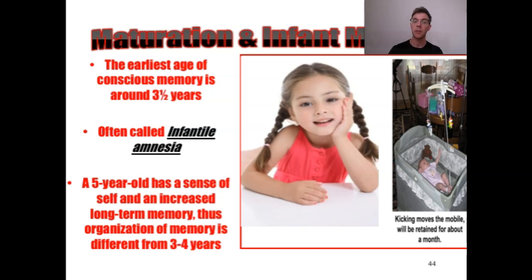Next, we have maturation of infant memory. So if we're looking at cognitive development, we see that by about age 2, the brain is about 75% of its adult size. So it grows a lot there between birth and age 2. In the earliest years, our conscious memories don't really become very concrete until after about 3.5 to 4 years old. So this is called infantile amnesia, when we typically can't remember details of our lives before the age of 3.5.